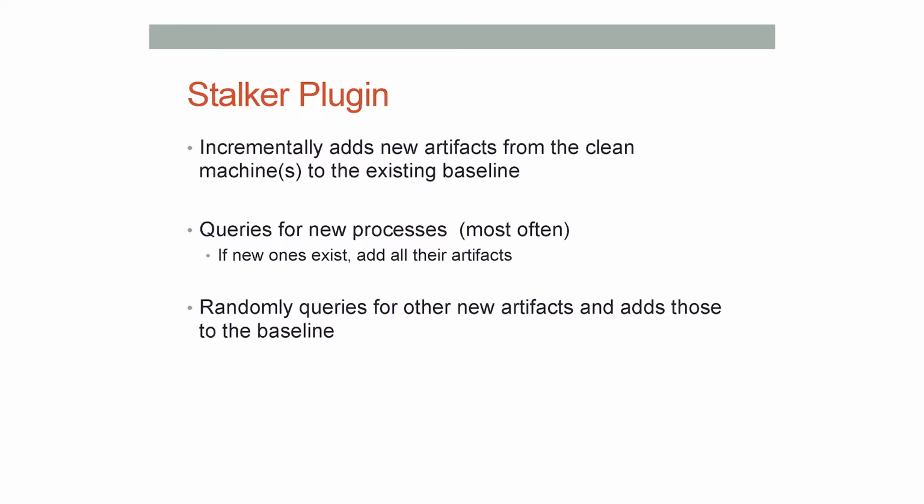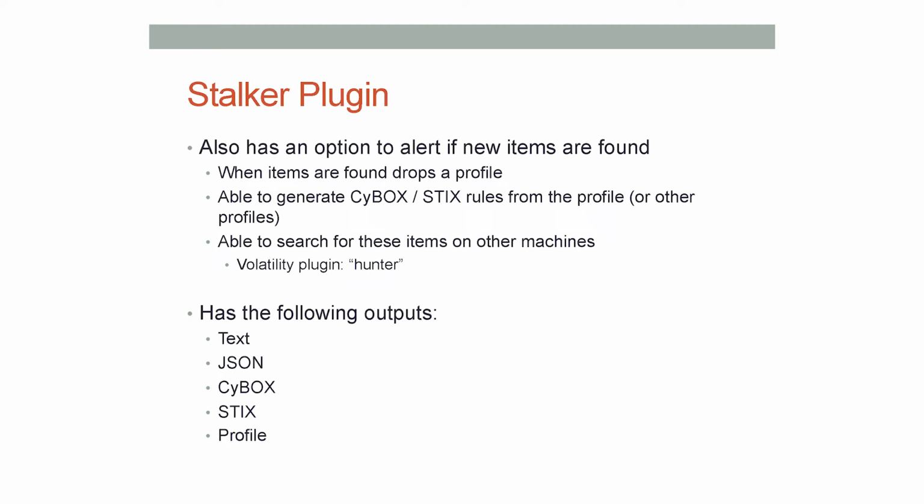So here's the Stalker plugin, incrementally just finding these new items and adding them to the baseline in order to make your life a little bit easier. It also has an option to alert if you find new items. So by default, it'll just create these profiles for you, and if you want, it can also alert you on the screen to let you know that it's found something interesting.